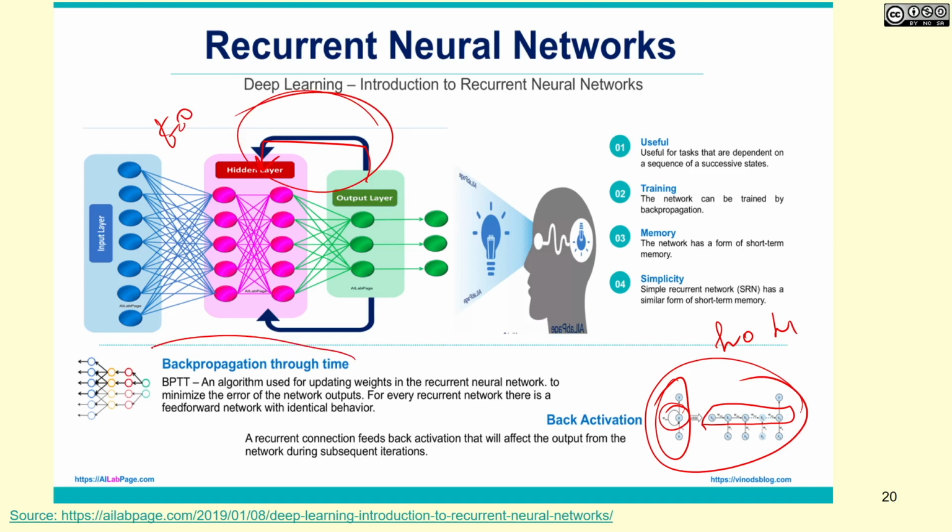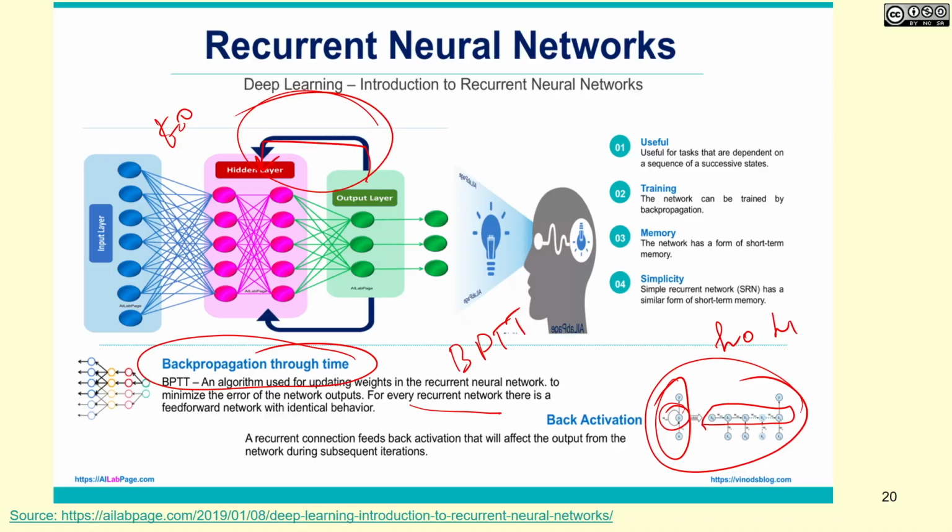The popular algorithm used here is the same backpropagation algorithm, but with respect to time, so it is called the BPTT algorithm. It is an algorithm for updating weights in a recurrent neural network to minimize the error of the network output. For every recurrent network there is a feed forward network with identical behavior, and you should remember that. A recurrent connection is nothing but a feedback connection that affects the output from the network in subsequent iterations, over the period of iteration.